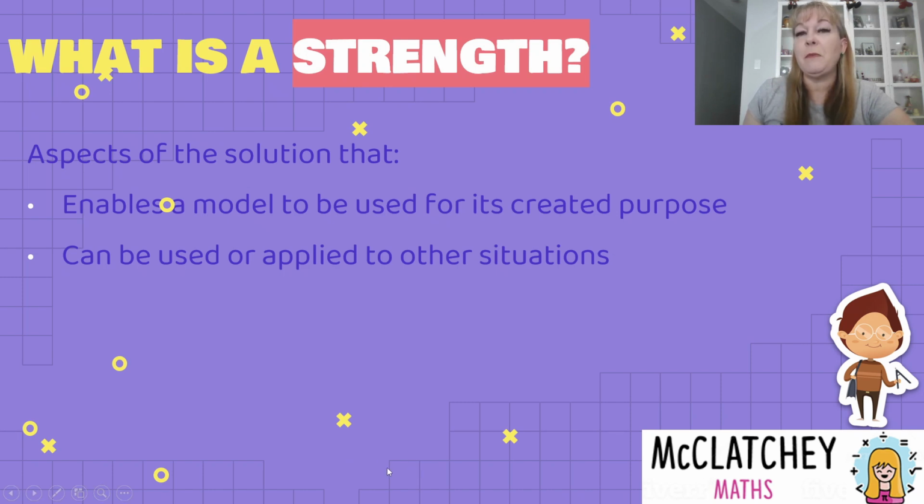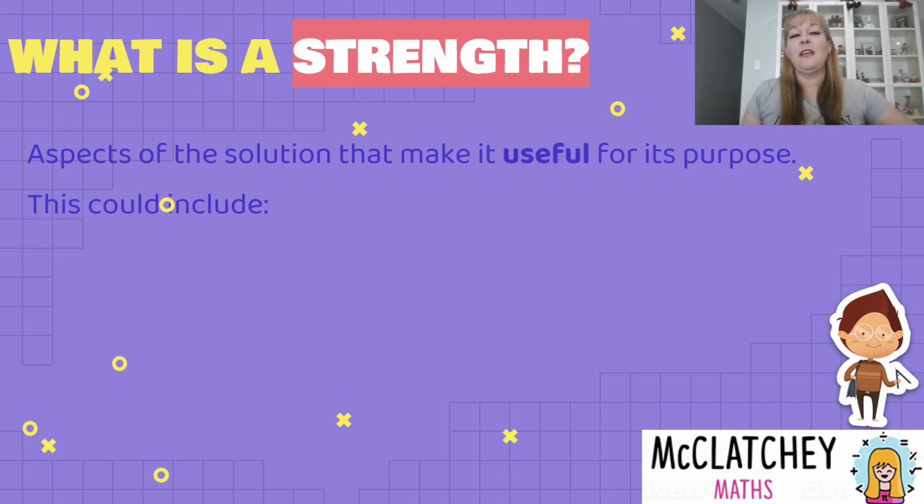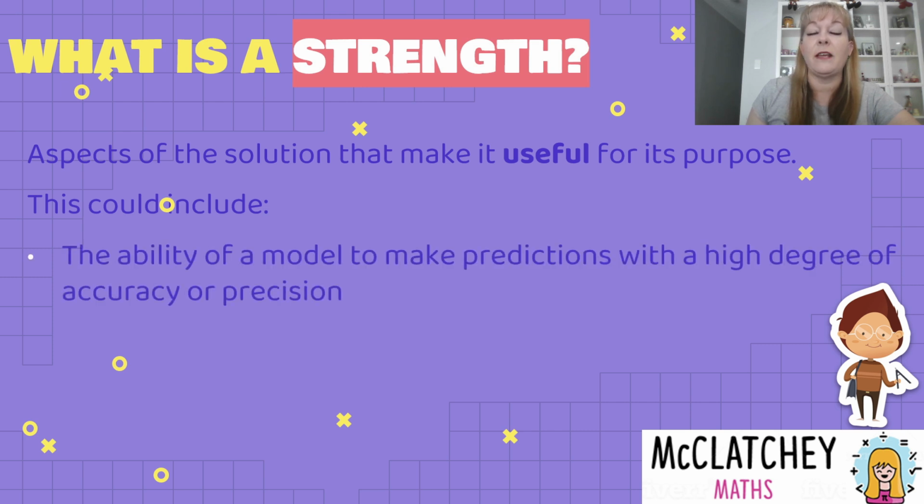So if you've come up with a solution that has applicability in a range of different scenarios, then it's a strength of the model or the solution that you've created. If it actually has modeled the data accurately, then that could be a strength of the particular solution that you've come up with. There could also be aspects of the solution that make it useful for its purpose, including things like the ability of the model to make predictions with a high degree of accuracy and precision.